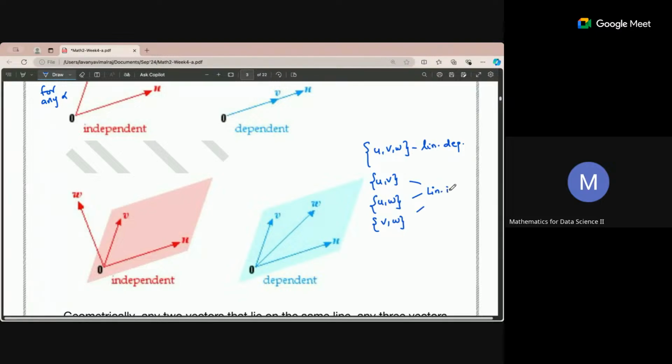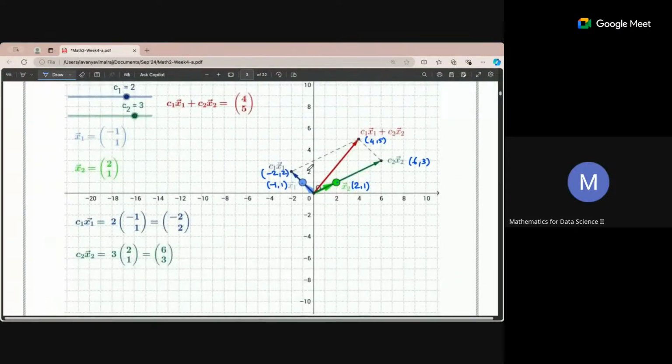Ma'am, is it necessary that they become linearly independent? I mean, it is possible that they are linearly dependent also if they all fall on the same line, like in three dimensions, we are not perfectly visualizing. Can you give an example, ma'am? See, whenever you are having, for example, you take this itself.